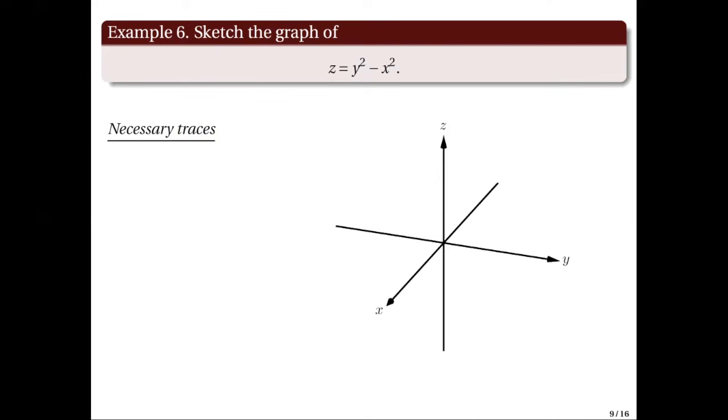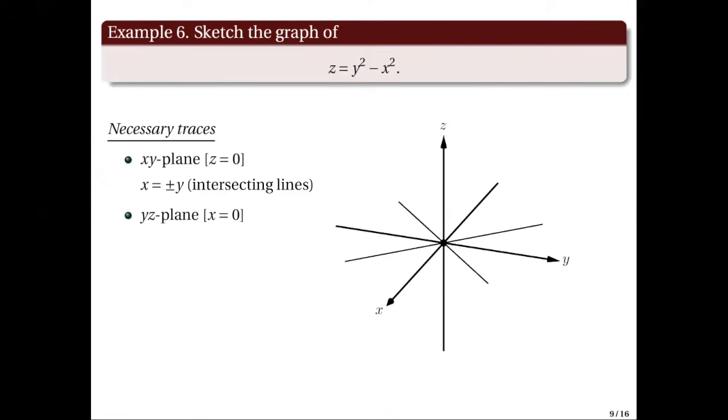So for the necessary traces, we can begin with the trace on the xy plane. Setting z to 0 here, we get a difference of two squares equal to 0, which I can simplify to either x equal to y or x equal to negative y. Each of those two equations represent a line. And those two lines actually intersect at the origin.